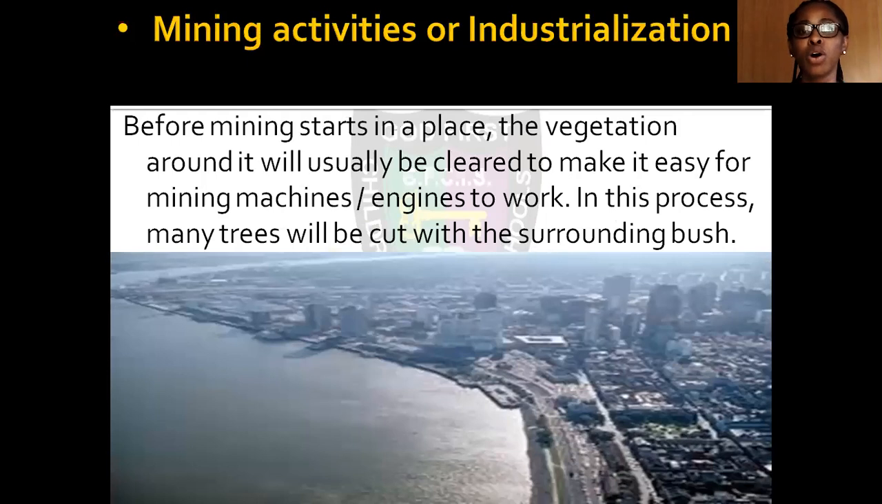Mining activities or industrialization. Every community wants people to come and invest in their environment or in their community. So once this development comes in, the forest trees will be cleared for the purpose of mining activities and industrialization. Before mining starts in a place, the vegetation around will usually be cleared to make it easy for mining machines and engines to work. In this process, many trees will be cut down with the surrounding bushes.